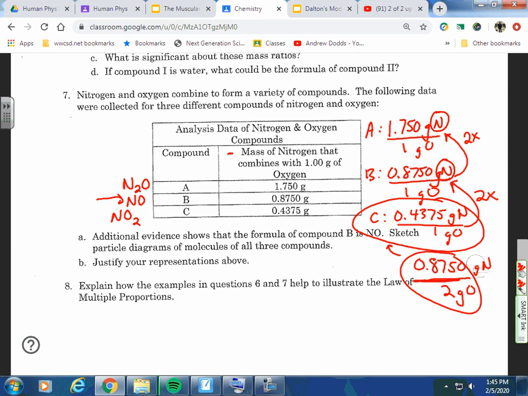It says to sketch particle diagrams. So N2O, I'll make red dot be N, whatever you want to choose. White dot be O. Something like that. You pretty much justify your representations here with the math.